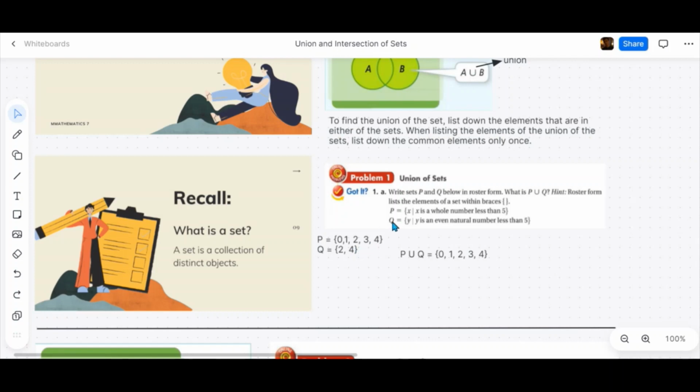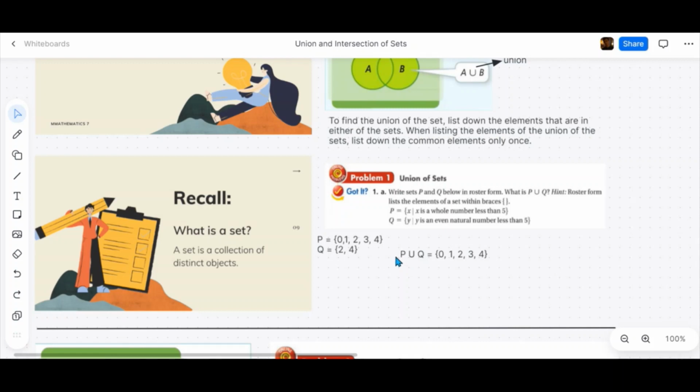On the other hand, set Q says it's y such that y is an even natural number less than 5. Okay, and if we observe the condition, it has to be 2 and 4 only. And then we need to get the union of sets P and Q.